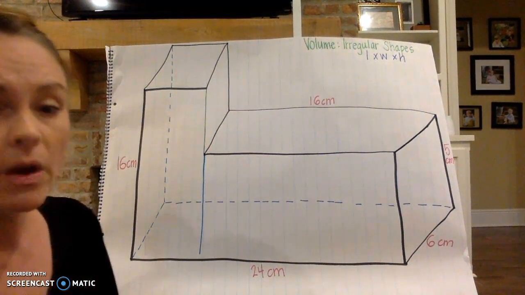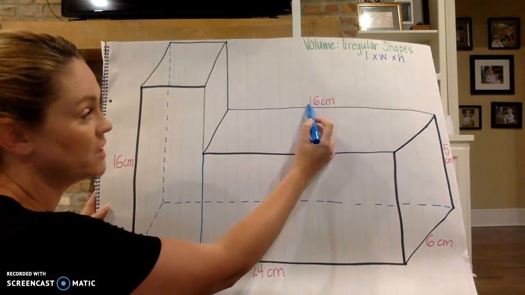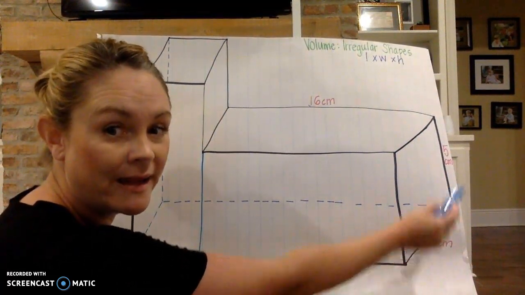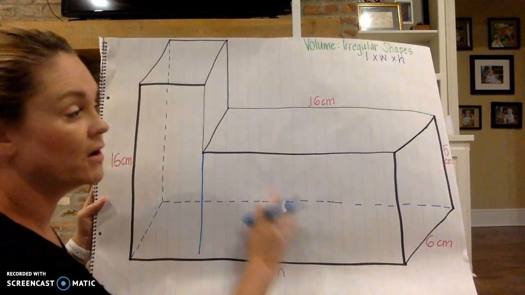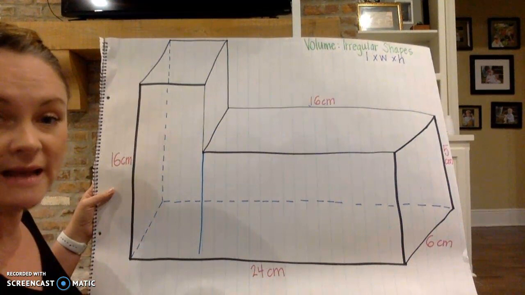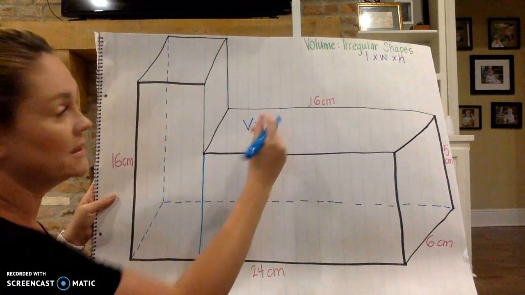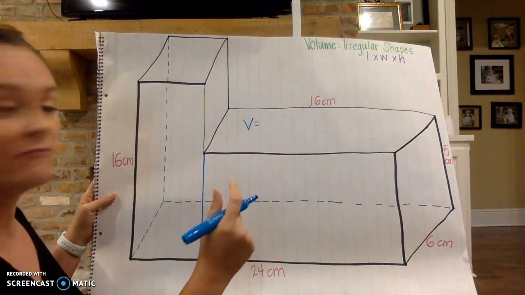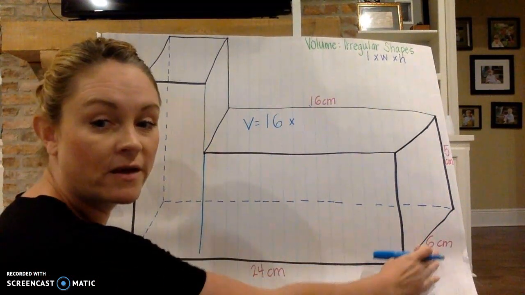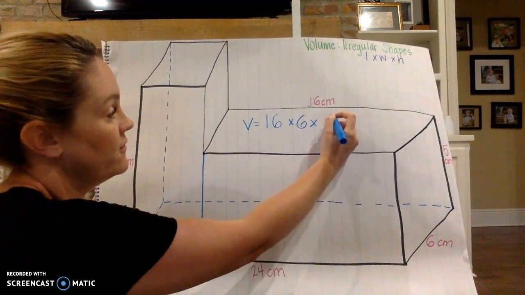Okay, now what I notice here is that I have a length for this shape. Okay, I have a width, and I have the height is 5 centimeters. So to find the volume of this rectangular prism is going to be easy because I have all the numbers that I need. Okay, so to find this one, I know my formula is length times width times height. So I have my length of 16. Okay, I have my width of 6. And I have my height here of 5.